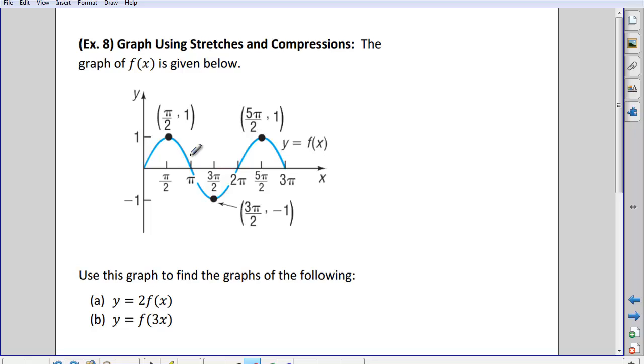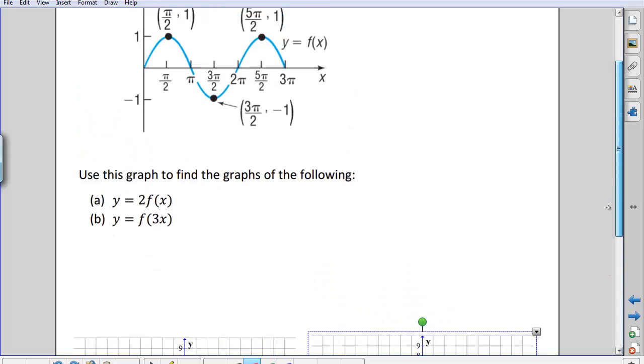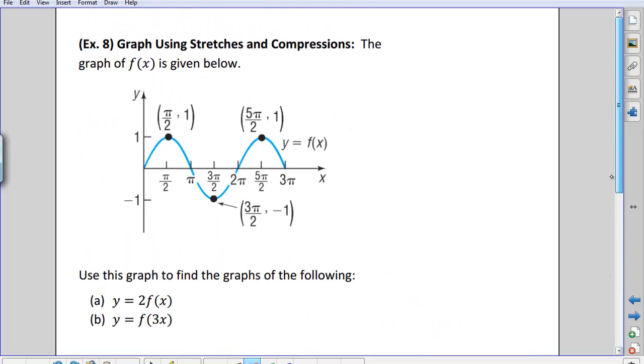So let's look at this example right here. It says, use this graph to find the graphs of the following. So here I've got this graph, and don't let the pi scare you. We'll see that's not too bad. We want to find the graphs of 2 times f of x and f of 3x. For my first one, part A, y is 2 times my f of x. So for some given x value, the y value just gets doubled compared to the original graph.